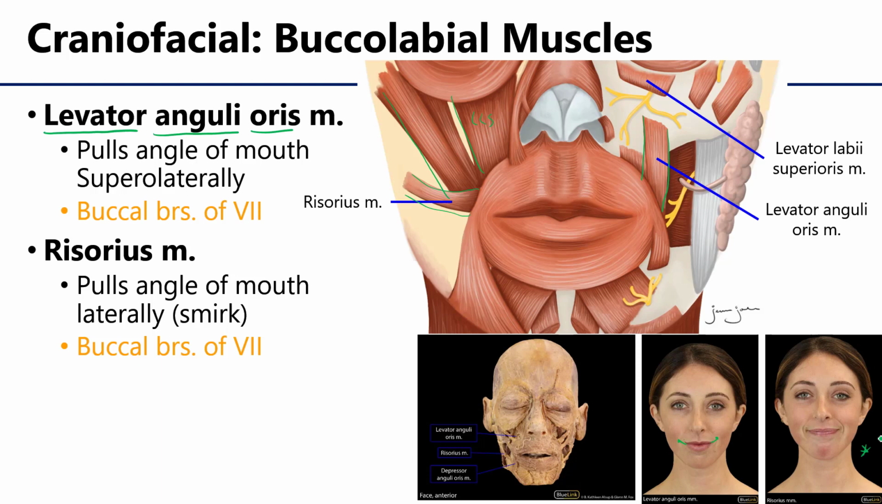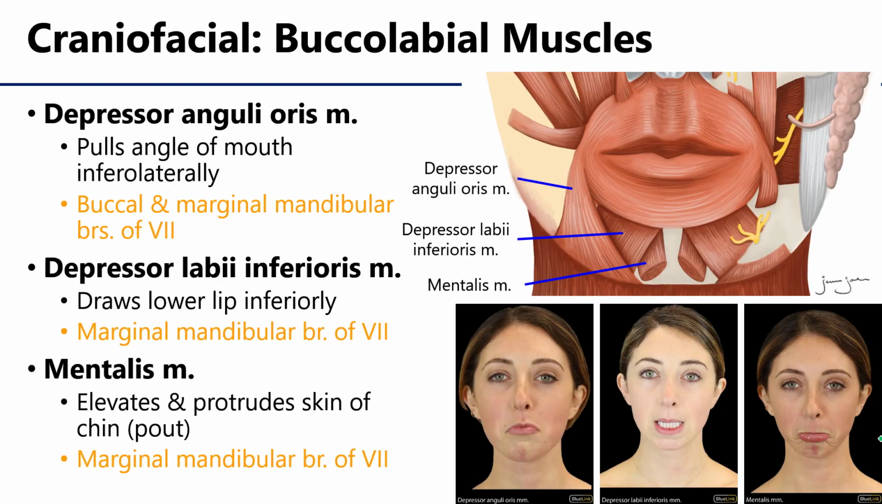Risorius, like levator anguli oris, is innervated by buccal branches of the facial nerve. Okay, now we've talked about all the smiley and smirky muscles. Let's talk about the frowny muscles.